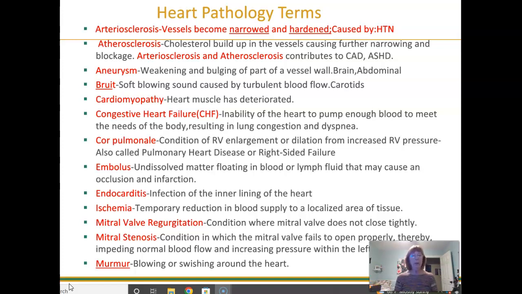A bruit. This is a soft blowing sound caused by turbulent flow in the carotid. This is when we put a stethoscope up to your carotids up in the side here, and you can hear it.